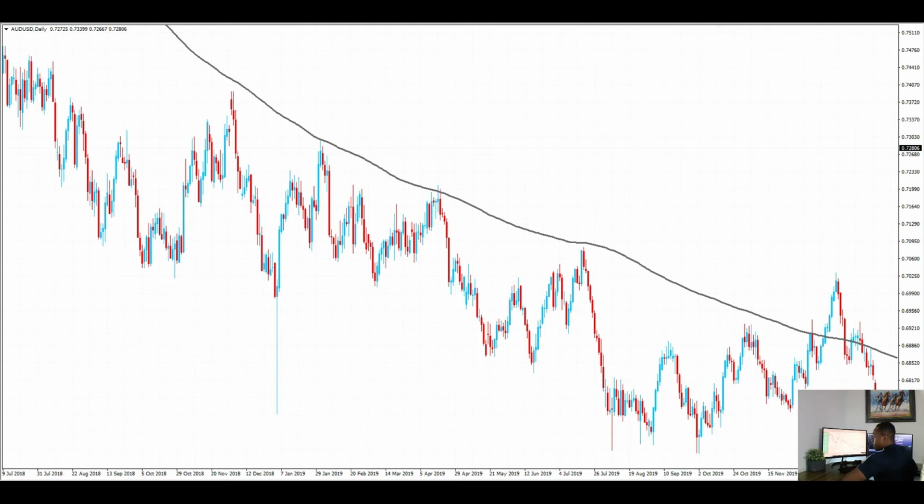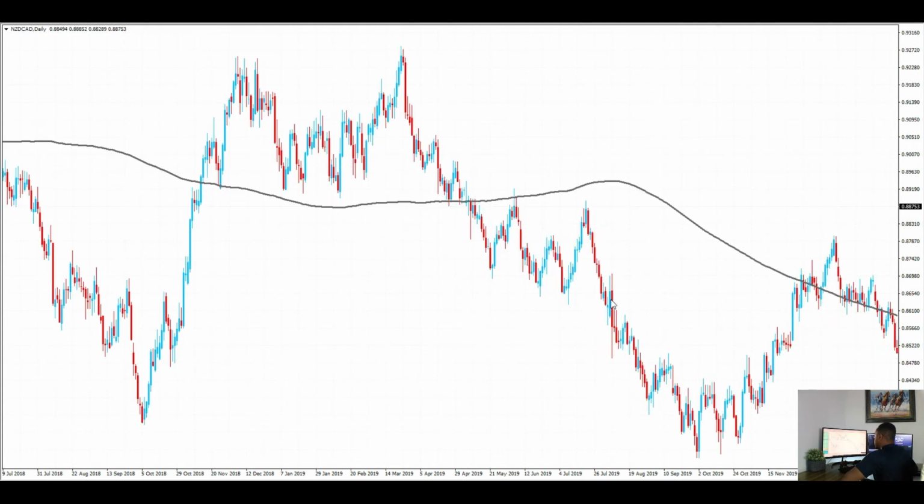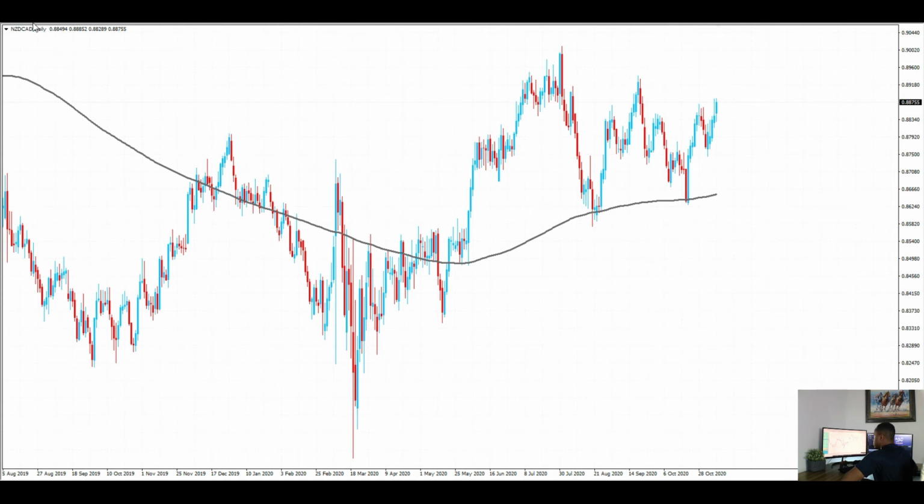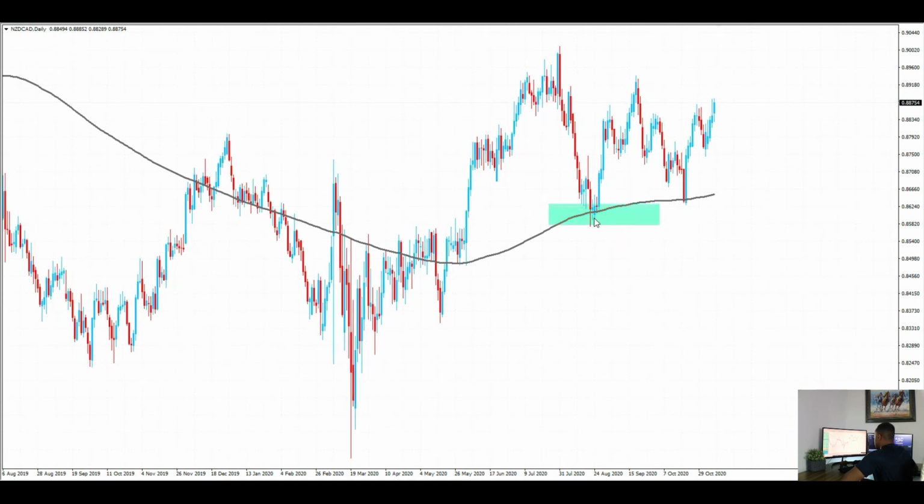And another pair that's doing that quite well is NZD-CAD at the moment. As you can see here, acting as support there for us quite nicely. Came down, tested the 200 moving average, big push back to the upside. And then again, you can see it test it again, big push to the upside. So it was acting really nice as support there in the market.